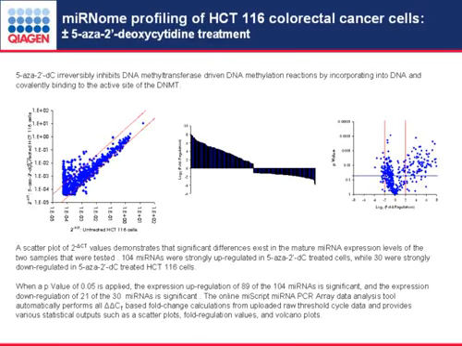Nearly 105 microRNAs were strongly upregulated in the treated cells, while only 30 were strongly downregulated in the treated cells. When a p-value of 0.05 is applied, the expression upregulation of 89 of the 104 microRNAs is significant, and the expression downregulation of 21 of the 30 microRNAs is significant. And we use the online miScript microRNA PCR data analysis tool to perform these calculations. And again, I'd just like to mention that this data analysis is free for you to use.